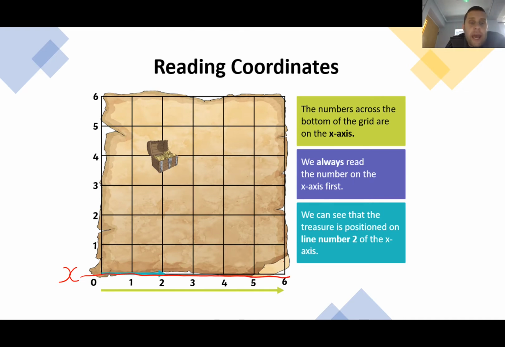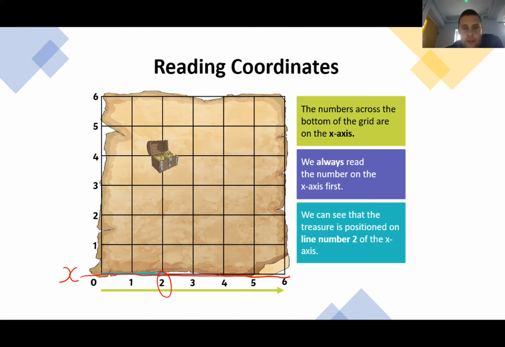Good. And an X looks like a cross, doesn't it? So that's how we remember it, a cross, because it goes across the page. So that's our horizontal line. Good. So you can see our numbers go from 0 to 6 on our x-axis. Now let's go across and see on what number on our x-axis does the treasure sit. Well, we can see go all the way across to 2, and we can see that our treasure is sat on a 2 on our x-axis. So within our coordinates, number 2 would come first.